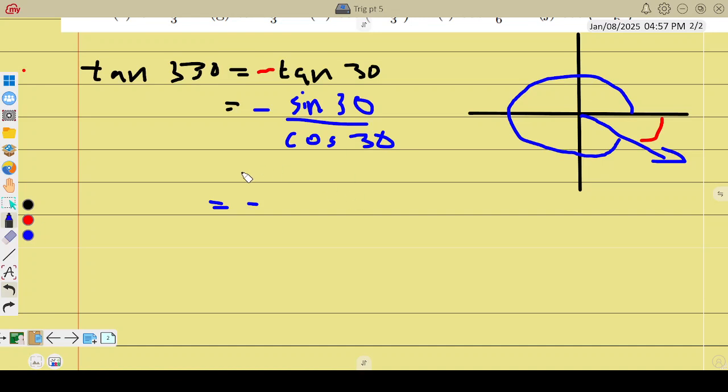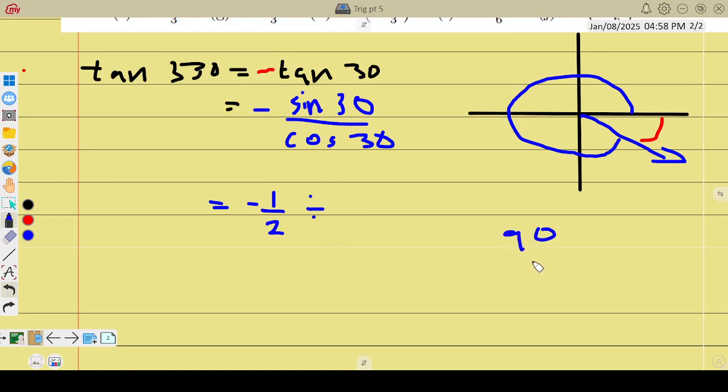So what is sin 30? For sin 30, you have to remember your hand, the hand rule. I think we spent a lot of time talking about this. So sin 30, you should be able to tell it's 1 over 2. You have to calculate or you count. So sin 30 is 1 over 2. Divided by what is cos 30.